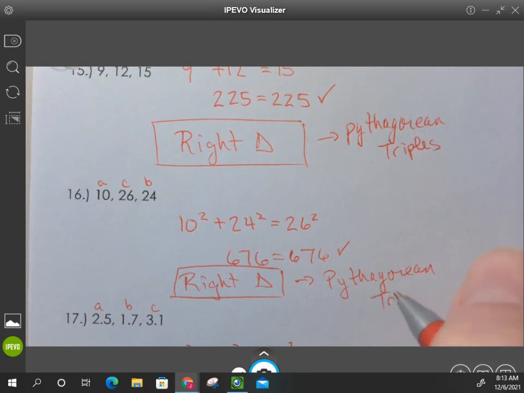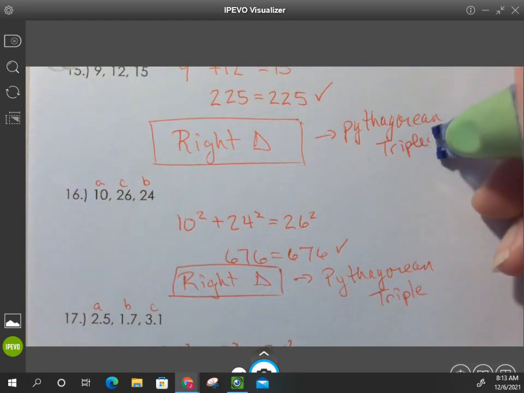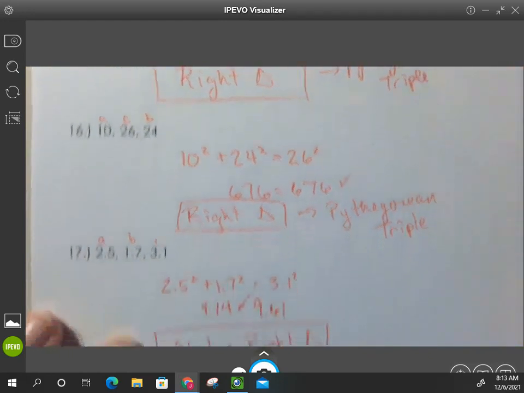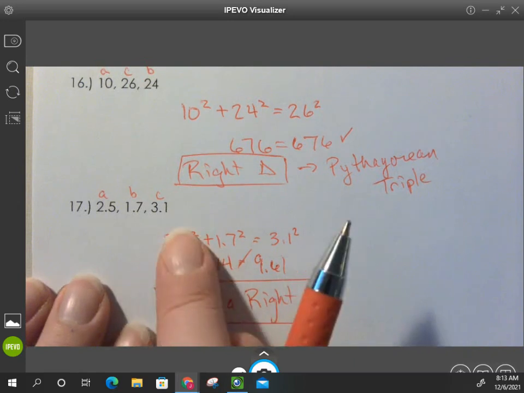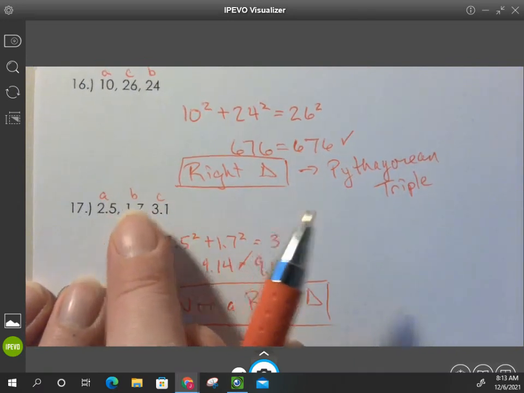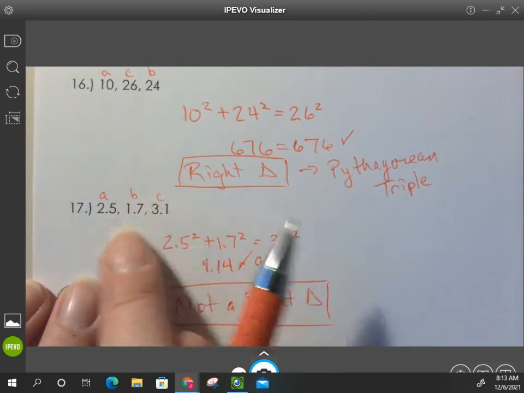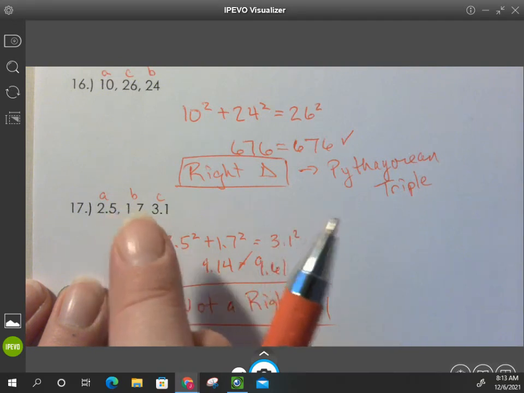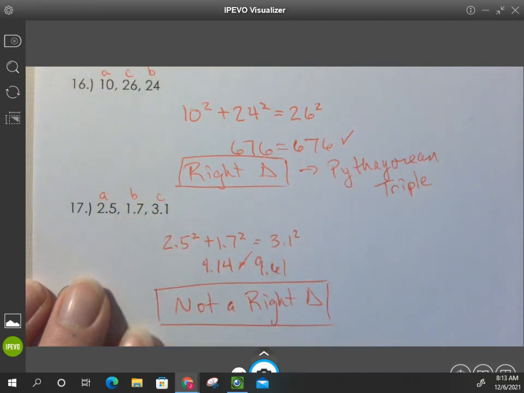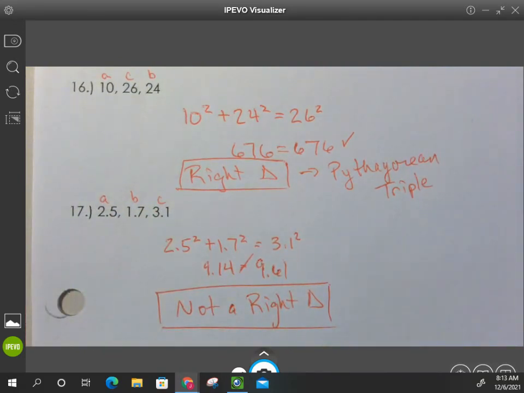Now, if it's not a right triangle, it can't be a Pythagorean triple. But even if this did work, it would be a right triangle. Let's say if we adjusted the numbers, it would be a right triangle, but it's not a Pythagorean triple because of the decimal. So if it's not a right triangle, it cannot be a Pythagorean triple.